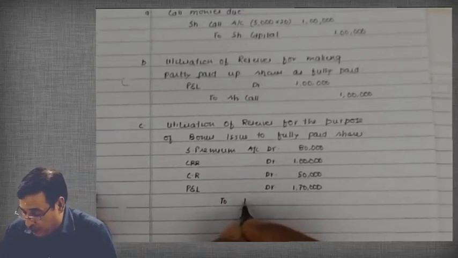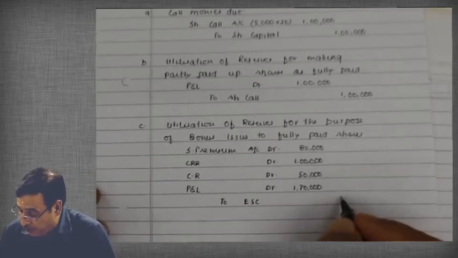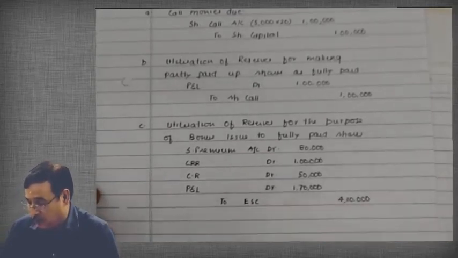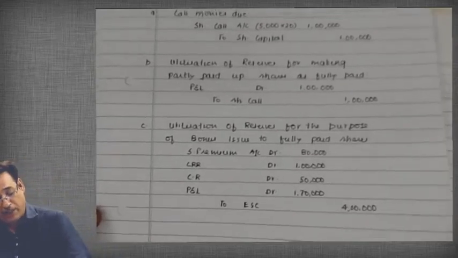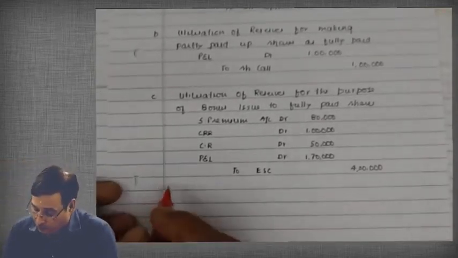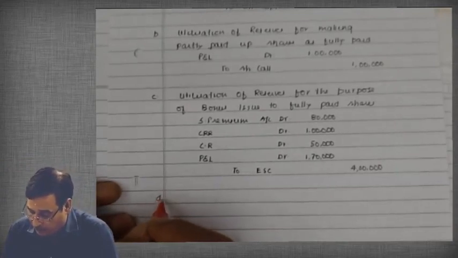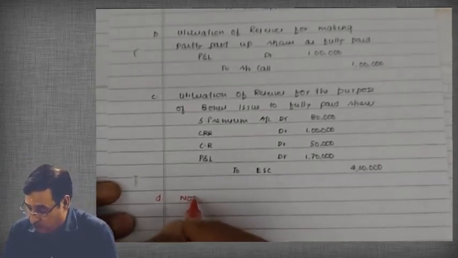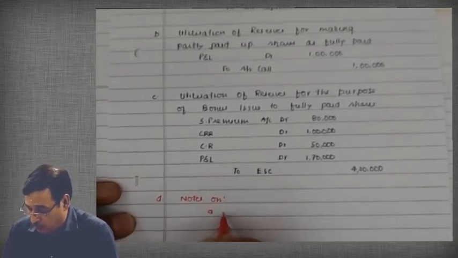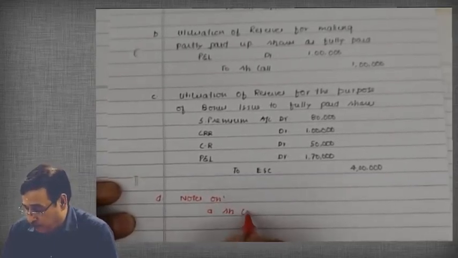Then I am going to write here equity share capital account. Only one entry is needed as far as bonus to fully paid up share is concerned. So as far as solution is concerned, that is over, but still if you want to prepare notes, you can prepare the notes also. Notes on A, share capital.